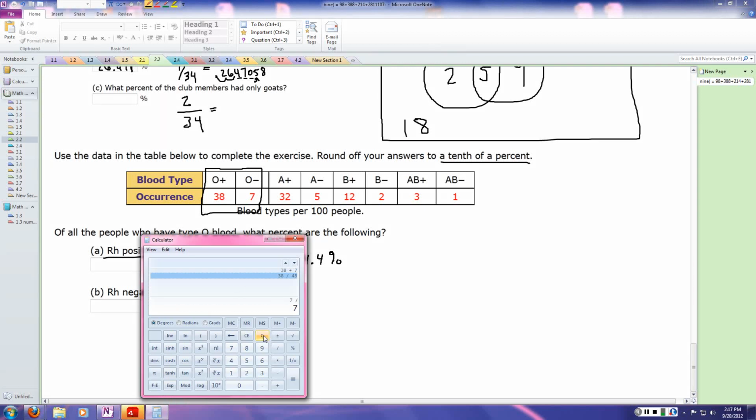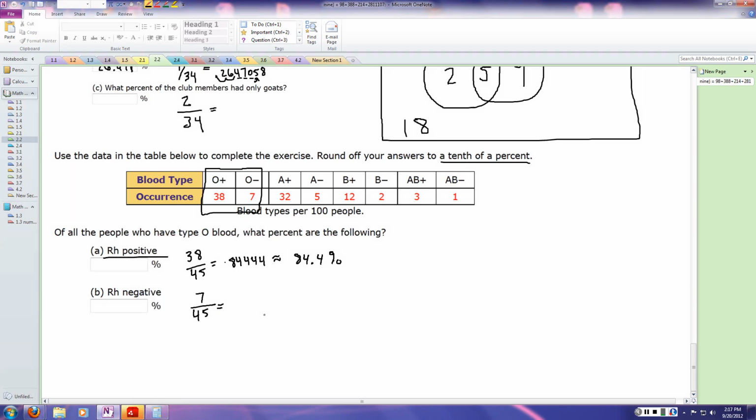Seven divided by 45 would be 15.5%. So seeing what I got from my calculator, that's approximately 15.5%, but I need to round because it says round your answer to 0.1%. Since 5 is 5 or larger, I'm going to put 15.6. The majority of the time, students make an error on this type of problem because of rounding, so be careful with that. So this is 84.4, and the percent sign is already there, so you don't put it there. And then 15.6, and the percent sign is there.